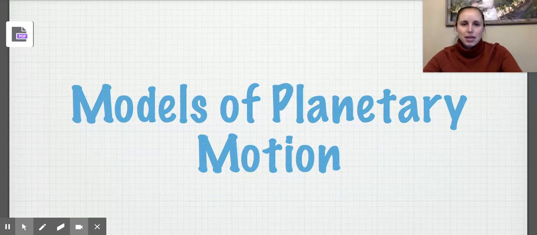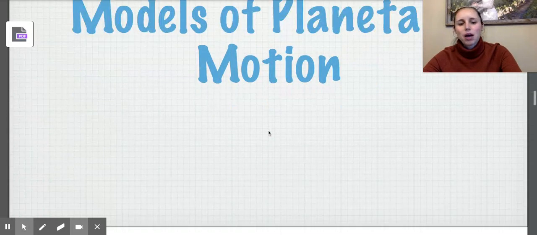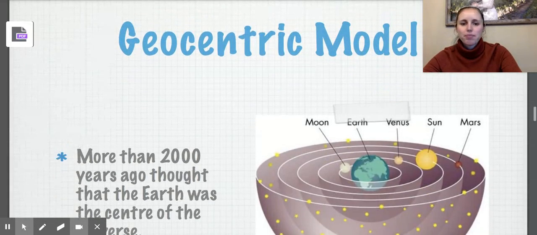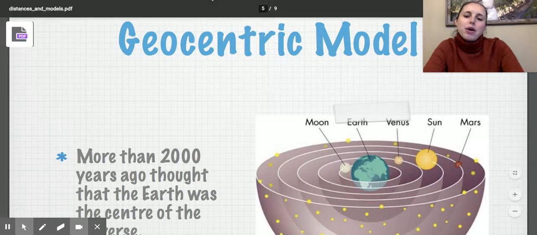The next mini topic we're going to talk about in this lesson is called the models of planetary motion. I already mentioned that we know that planets orbit the sun. We didn't always think that though. There were actually different ideas of the model of planetary motion. The first model is outdated now. Some people still believe it, but the original model that we used to think about was called a geocentric model.